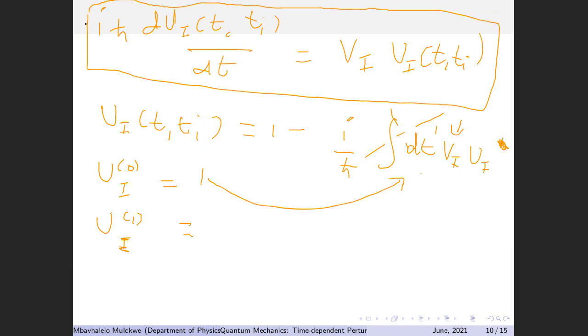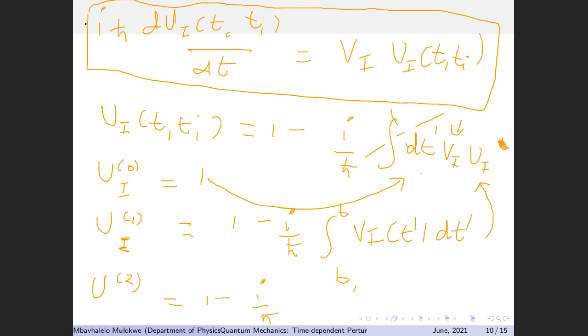We found that this was going to be given by 1 minus i over h bar integral of V_I(t') dt', going from t_i to t, right? And then we plugged it back into the equation that I labeled star, and you ended up with what was U2, which was 1 minus i over h bar integral from t_i until t of V_I(t') dt', plus terms of order 1 over h bar squared, right?